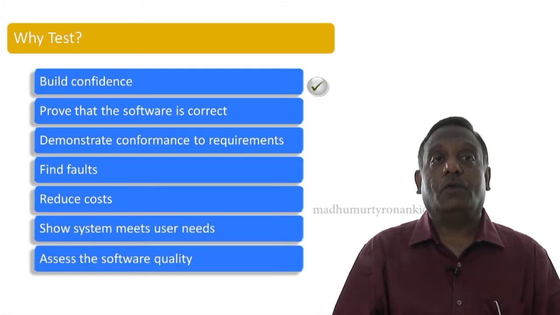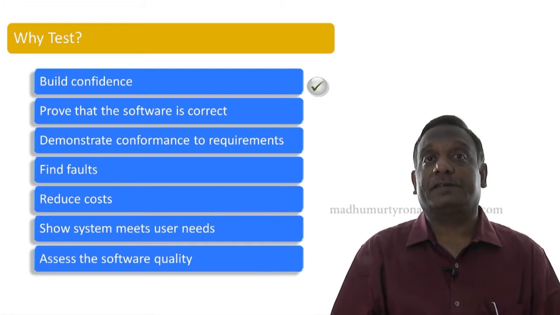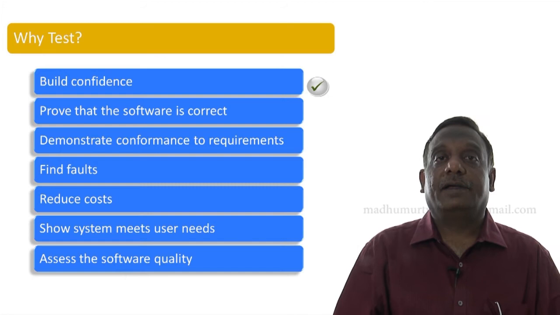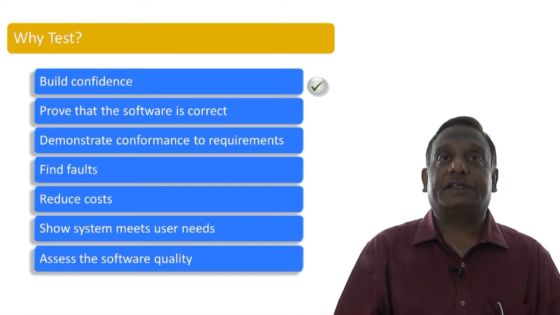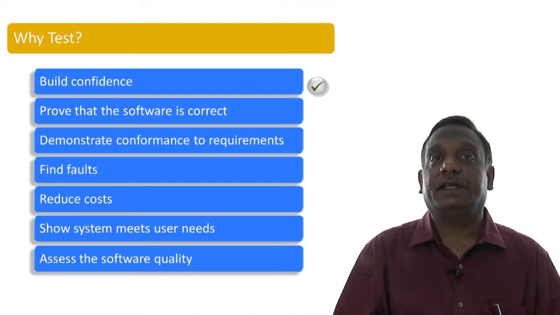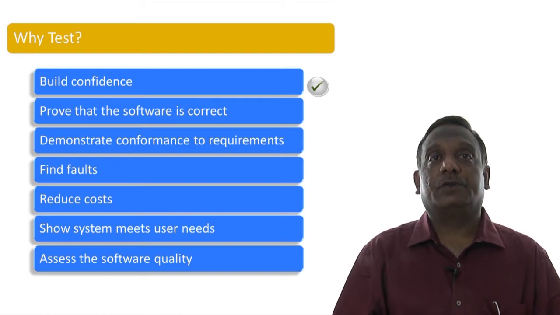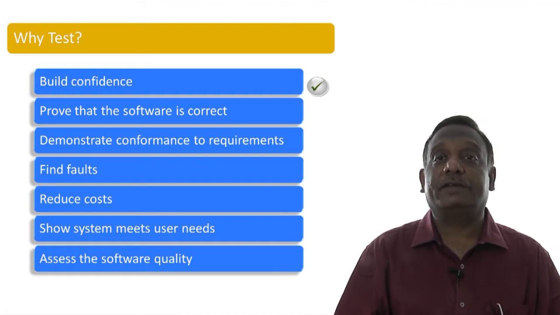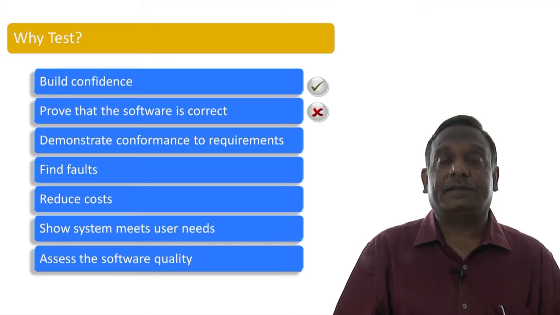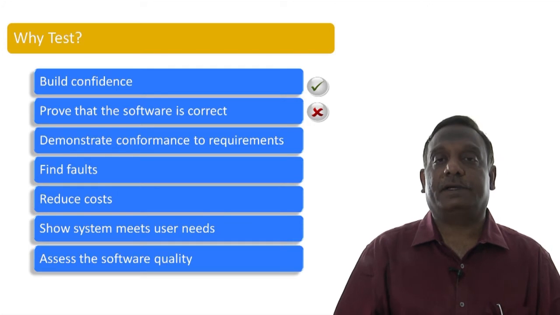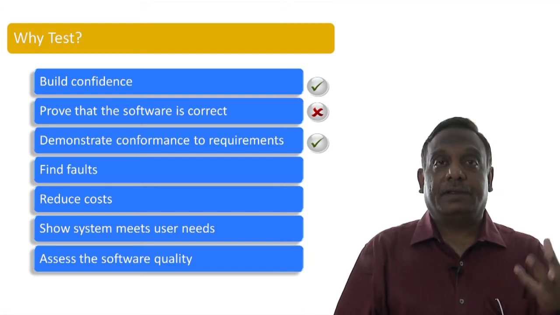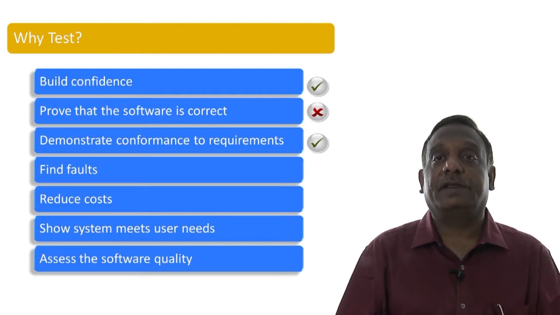The second point is why we test: to prove that the software is correct. Yes or no? We said in our first principle of testing that testing can talk about the presence of defects. Testing cannot talk about the absence of defects. So no matter how much you test, there is no way for you to prove that the software is correct. So it is not the reason why we test. The third point: to demonstrate conformance to requirements. Yes or no? Yes. Testing is, after all, a comparison activity between the software and its requirements. So that is a valid point.